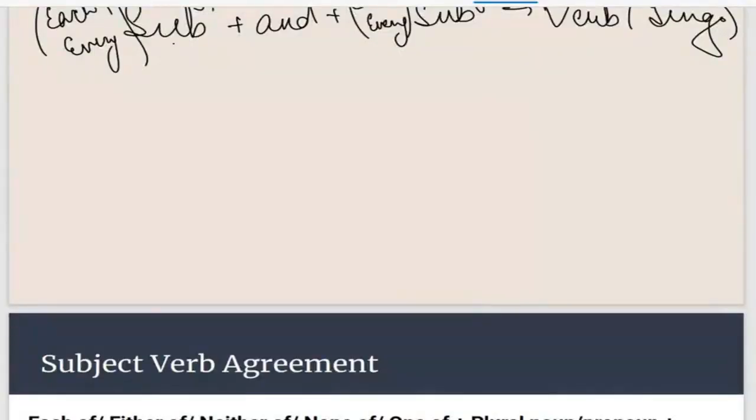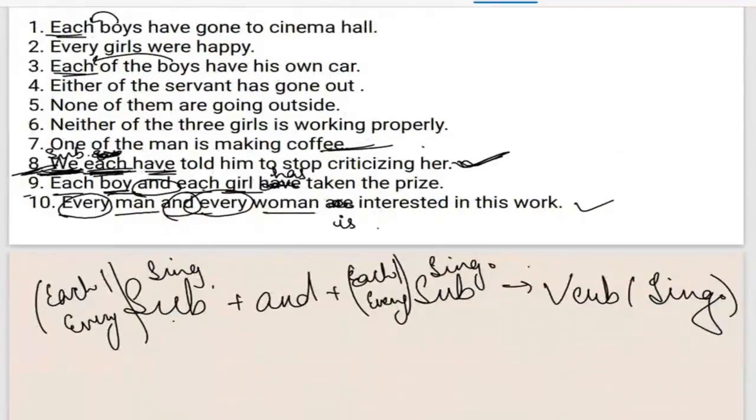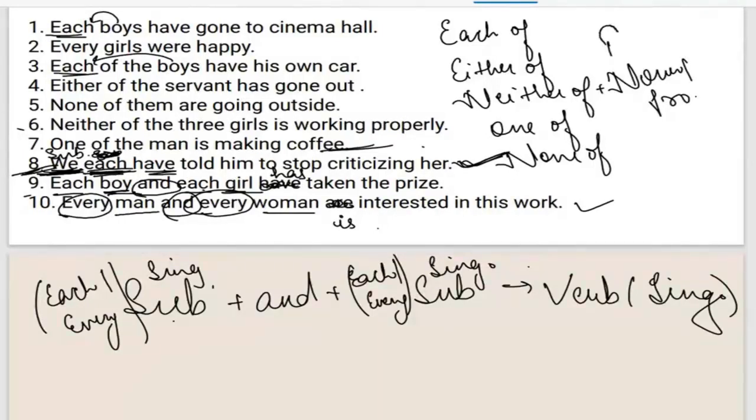I'm asking it a number of times, and you are messaging me now that please repeat question number 7. I haven't taught sentence number 7 right now. We have done it in yesterday's class only. And what I told in yesterday's class is that whenever after each of, either of, neither of, one of, and none of, whatever noun or pronoun comes in a sentence after these words, that noun or pronoun will always be plural, and the verb used after them will be singular.